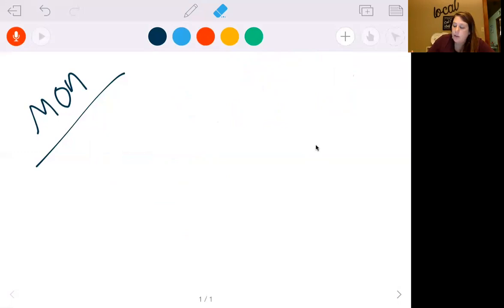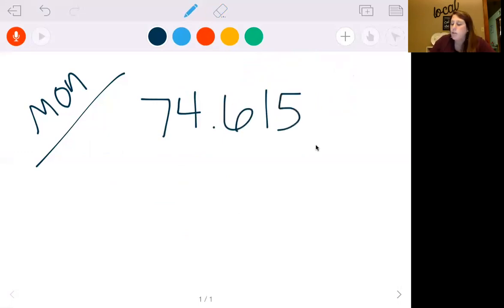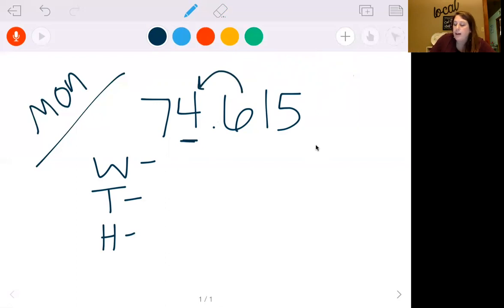Okay, so let's do 74.61. Oh, I need to add one more. Hold on. There we go. To make it where we can round to the hundredths. Whole number, tenths, hundredths. So for this one, let's look at whole number. That's my 4. Look next door. 6 makes the 4 go to a 5. So my nearest whole number is 75. Okay, let's look at tenths.